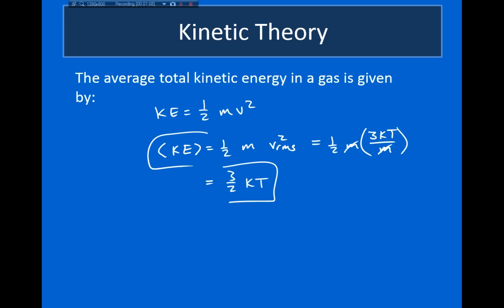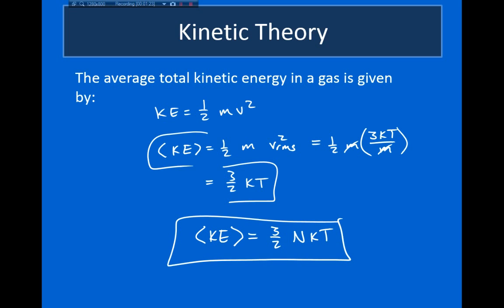Now if I have n atoms in the gas, then the average kinetic energy of the entire gas is going to be equal to n times the average kinetic energy of a single molecule. So we get 3/2 nkT. So this is the average kinetic energy of n molecules in a gas.